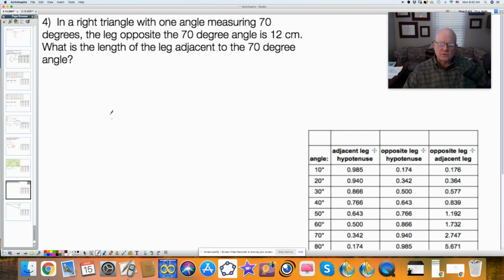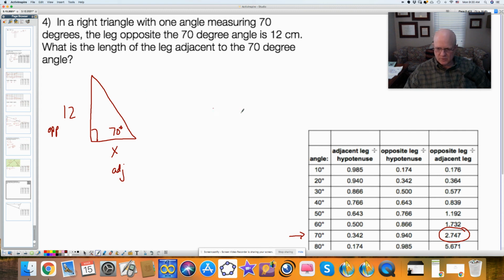A right triangle. One angle is 70 degrees. So I'm going to put it like this. Right triangle, this is 70 degrees, about, and the side opposite it is 12. What is the length of the adjacent leg? So we'll call this X. 70 degrees is this one. I'm using my opposite and adjacent because I've got the opposite here and the adjacent. Those are the ones I'm dealing with. I'm not even dealing with the hypotenuse, so I'm not going to use this. This is the one.